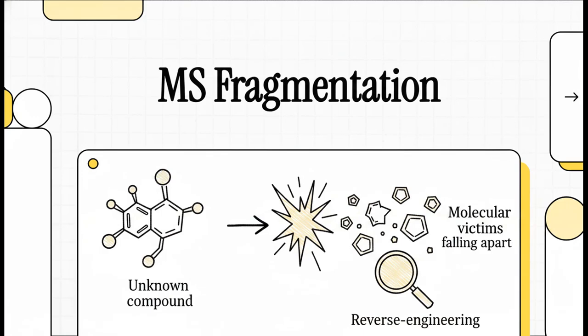Welcome to The Explainer. Today, we're stepping into the invisible, highly energetic, and honestly, kind of violent forensic world of mass spectrometry. If you've ever wondered how analytical chemists actually identify unknown compounds, well, the answer lies in destruction. We're going to learn how to reverse engineer molecular victims by analyzing exactly how they fall apart.